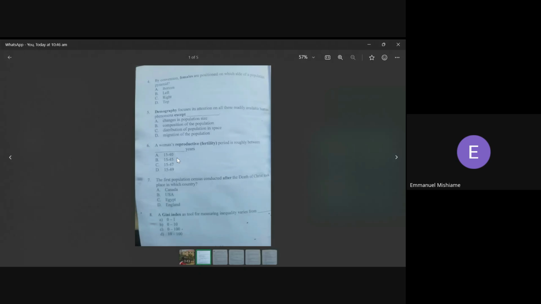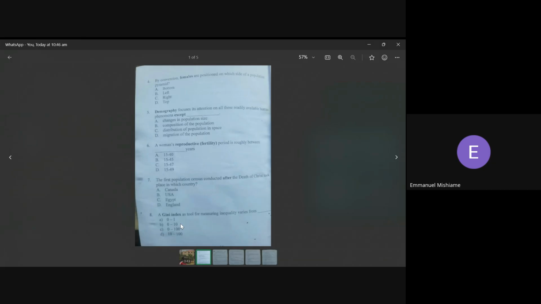Okay, let's jump to number 8. The Gini index, what we did today, as a tool for measuring inequality varies from A, 0 to 1, B, 0 to 10, C, 0 to 100, D, 10 to 100. Say A, 0 to 1. The answer is correct. Remember, with 0 being the perfect performance, and 100 being the worst. All right.